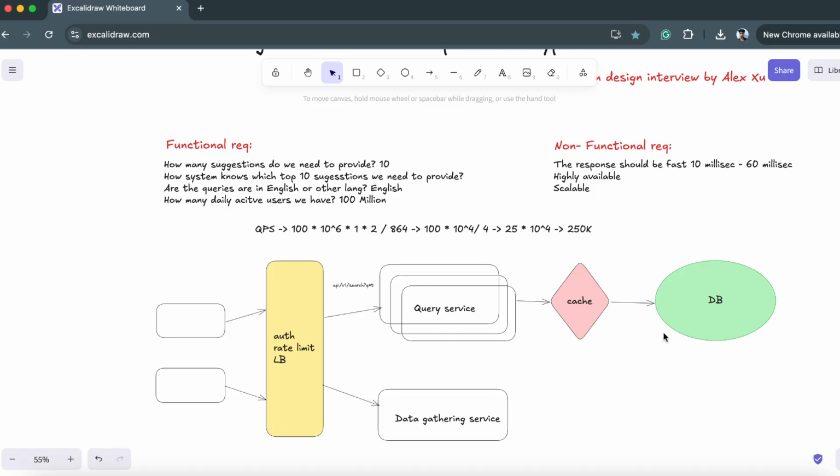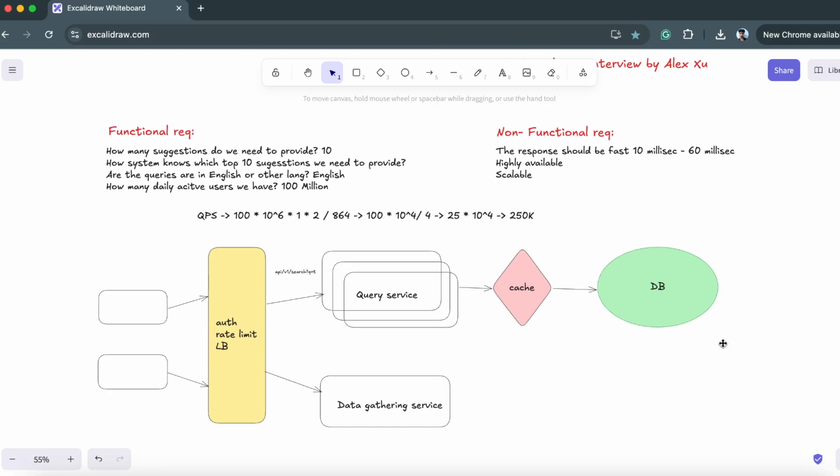Now obviously this cache and DB need to be highly available and scalable, because on a single server we cannot store all the information, right? So obviously we need multiple database instances across which we can store the information, collect it, and provide it back to the user. Of course, the first thing that comes to mind is that we will shard this database and store the information.